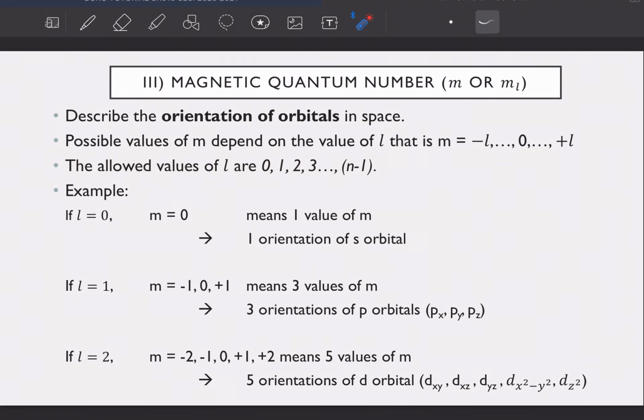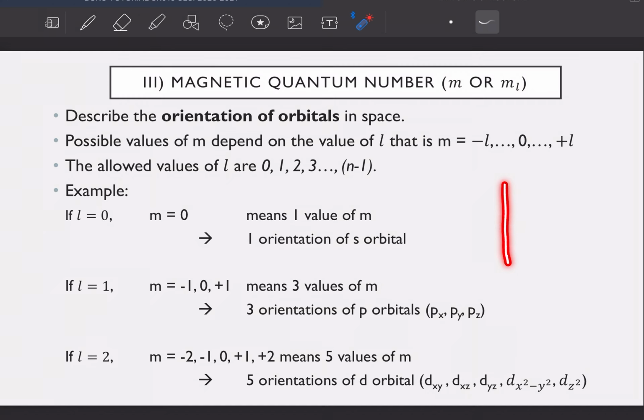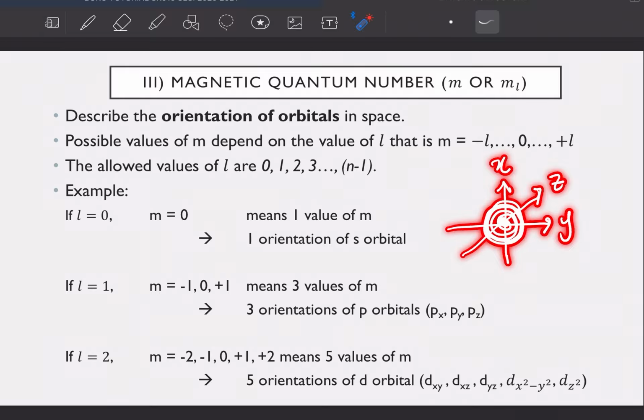Okay, so let's say if we have L equals to 0, okay, maksudnya awak ada S orbital which is spherical shape, you will only have one possible value for magnetic quantum number. So awak ada M equals to 0 saja. This means you only have one value of M, which means one orientation of your S orbital. Okay, so awak punya S orbital tu kenapa dia ada one orientation saja? Sebab when you draw X, Y, Z, okay, your S orbital is spherically symmetrical. So maksudnya dia bulat saja.